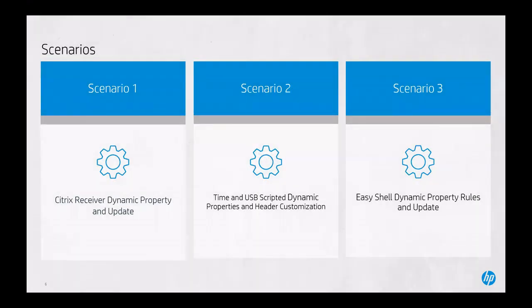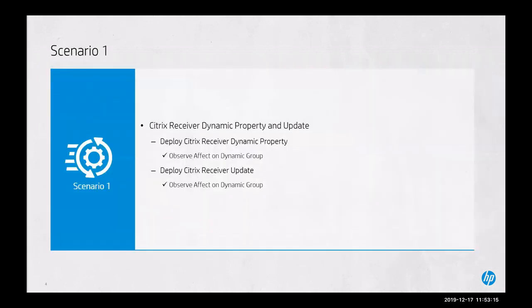For scenario 1, we're going to talk about Citrix Receiver dynamic property and update. For scenario 2, we're going to talk about time and USB scripted dynamic properties and header customization. And then finally, for scenario 3, we're going to talk about Easy Shell dynamic property rules and update. We'll start with scenario 1.